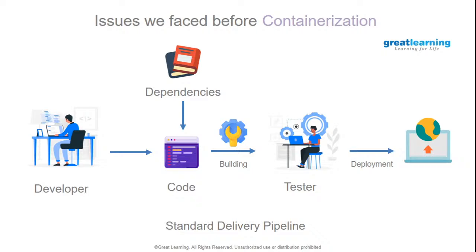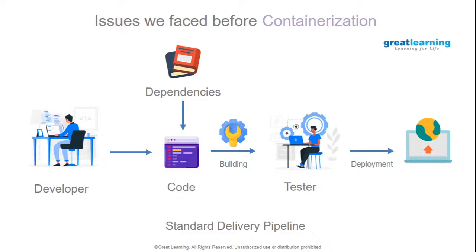The developer sends the code again, the code gets built with all of its dependencies, and the tester receives it again. Now the tester says that this code is totally fine and the software can go ahead to the end user, and it can be deployed. So the code then goes out for deployment, and in deployment it's basically given to the end user. So this is your standard delivery pipeline.